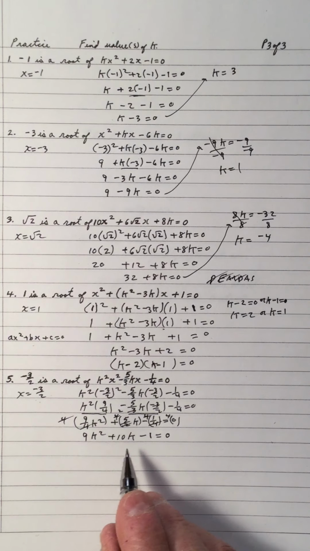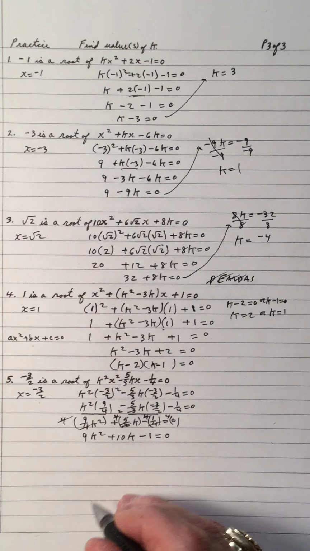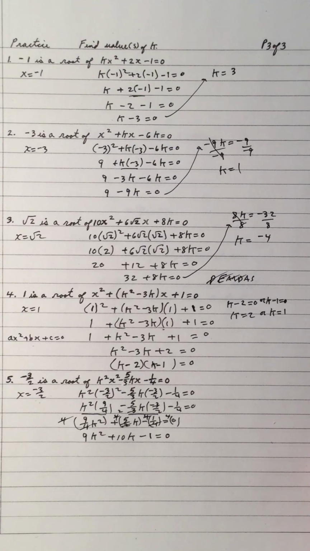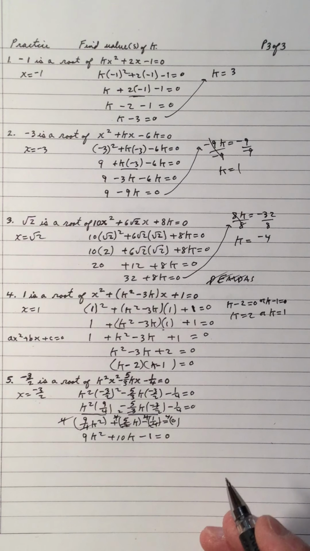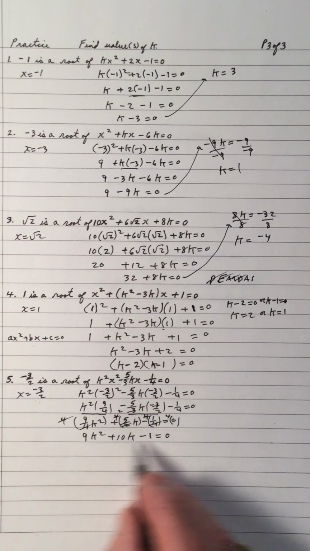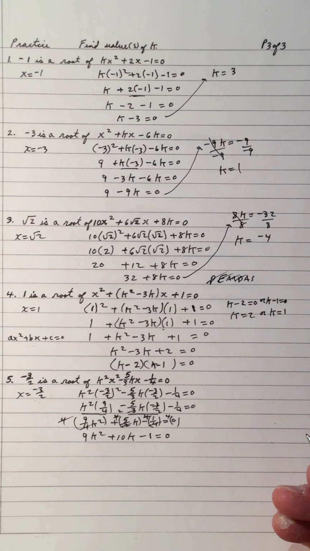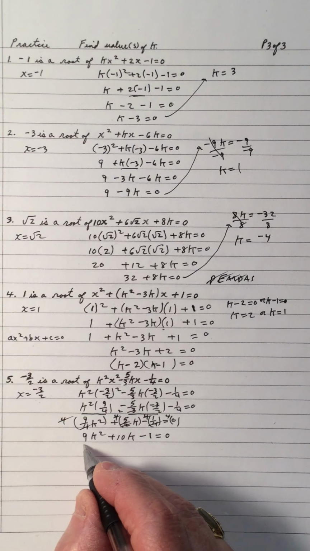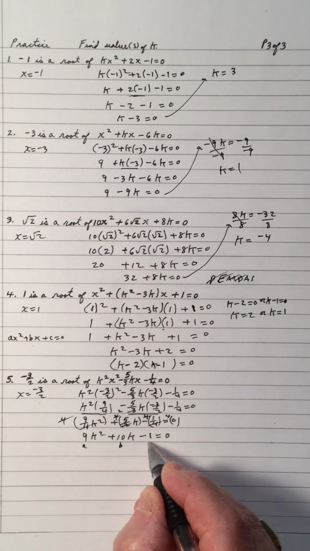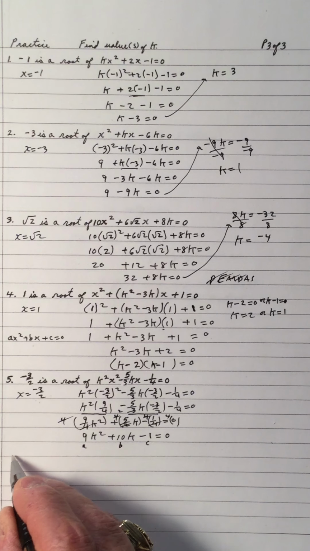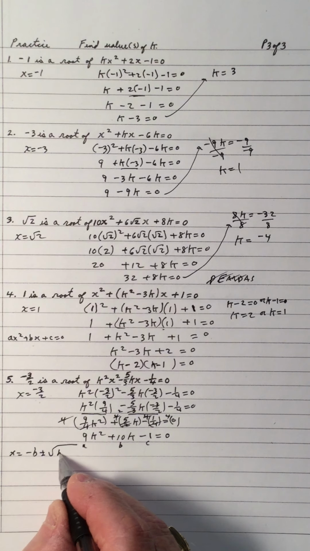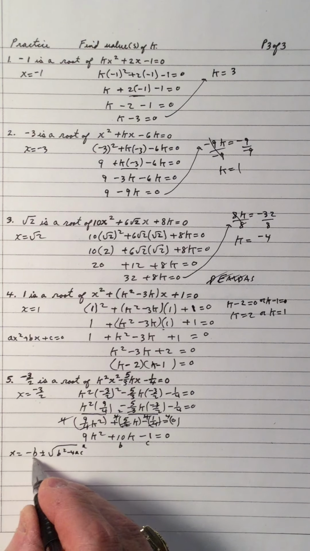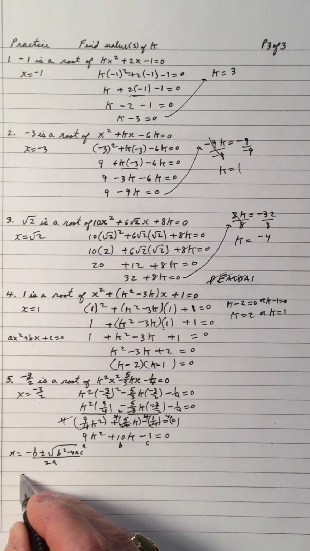Now, which way do you want to solve this? Do you want to solve it by factoring? You can solve it by quadratic formula. It's your choice. Let's practice both ways. Because it's a quadratic, let's do the quadratic formula. So A, B, and C. And I'll do the quadratic formula fast. x equals negative b plus or minus the square root of b squared minus 4ac all over 2a.